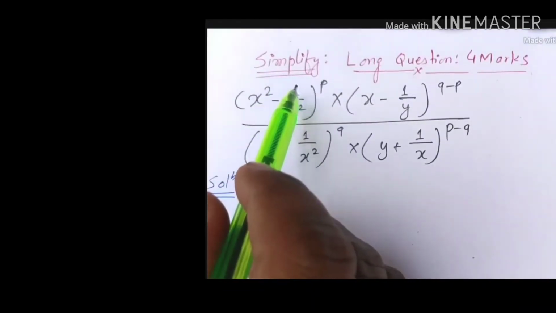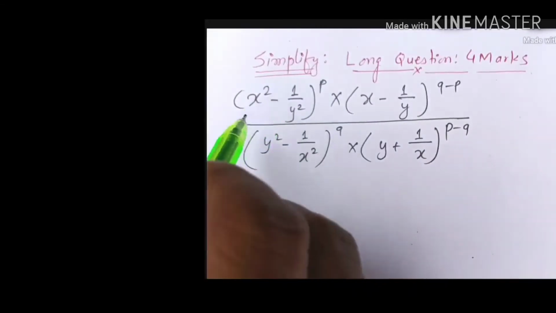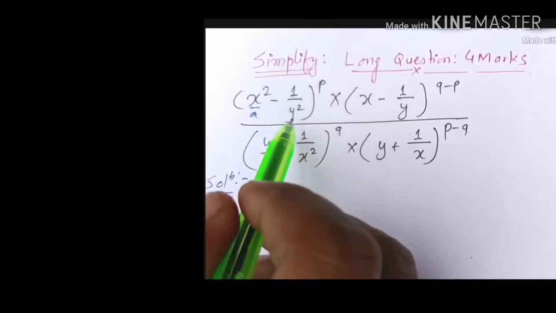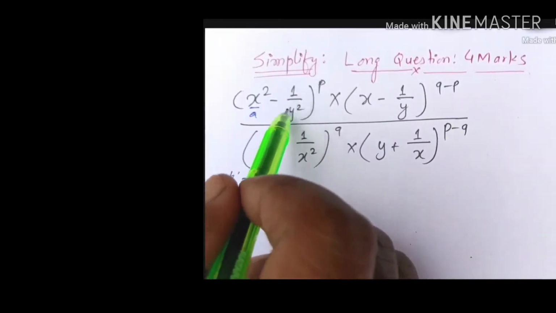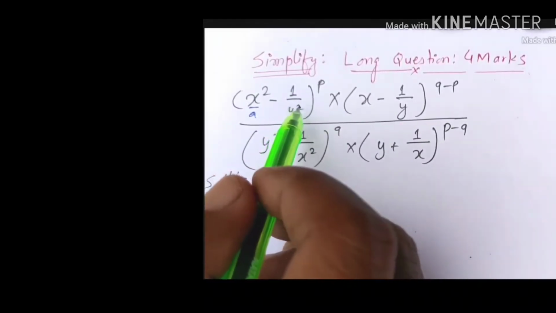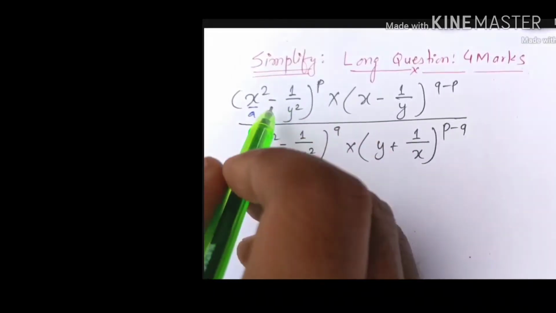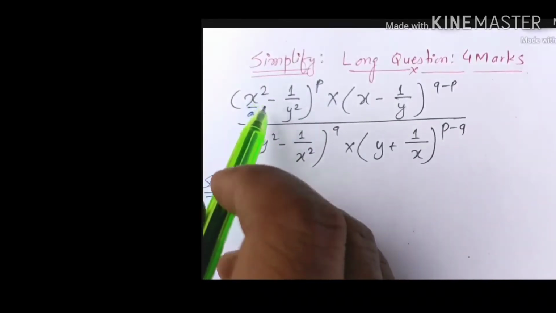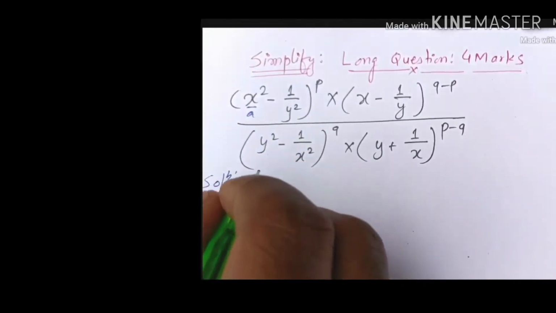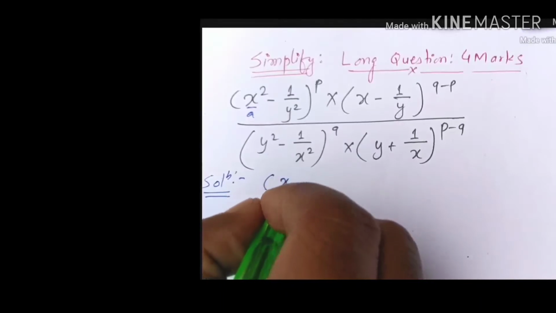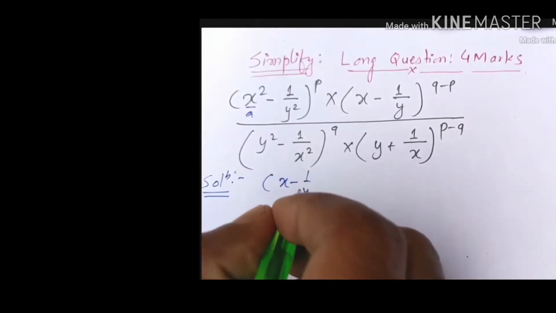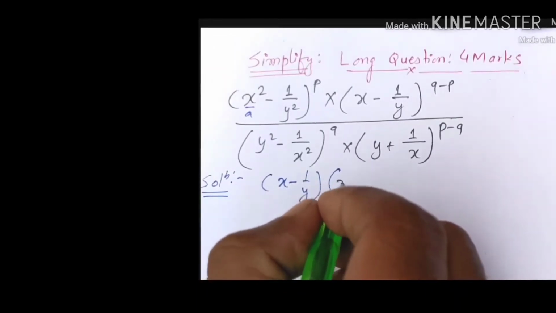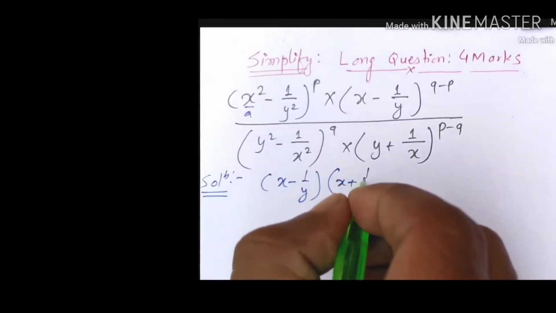Here you can see, in place of x², suppose here is a, and in place of 1/y², suppose it is b. So it looks like a² − b². That is why you can write this term as (x − 1/y)(x + 1/y), if here is minus, you can take now here plus.